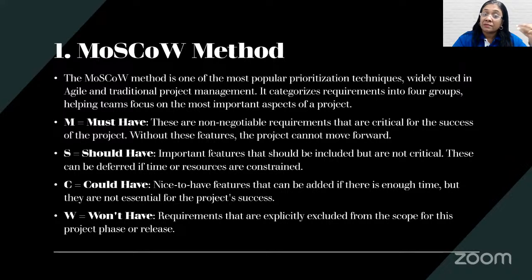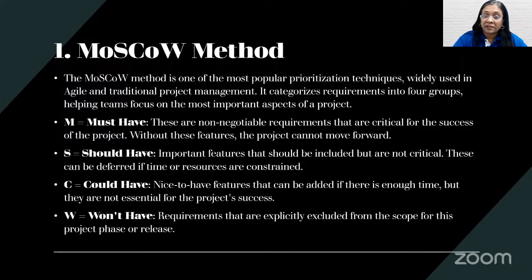Should have features are important features that should be included, but they're not so critical. So that will be the next order in priority. So they can be deferred for later if time and resources are constrained. So must-have features are the features that we look at as top priorities. Could have features are again nice to have features that can be added if there is enough time and budget. So you can add those could have features. Won't have features again.